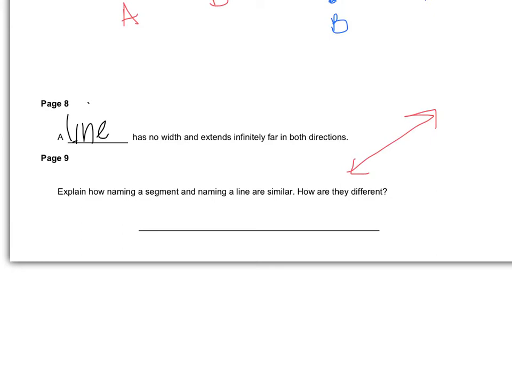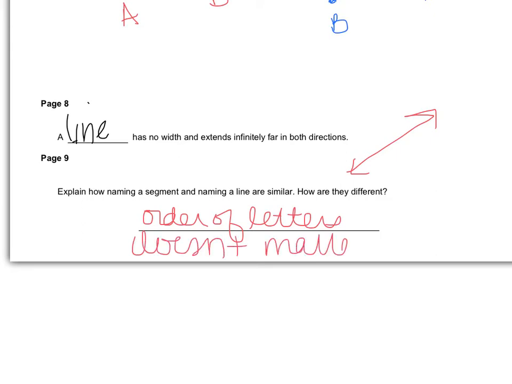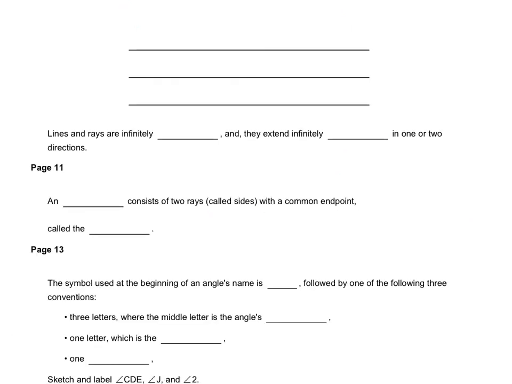The order of the letters doesn't matter. So this line here, if it were to go through points A and B, I could call it line AB, or I could call it line BA. Either way, it does not matter. So the deal with lines and rays is that they're infinitely thin, and they extend infinitely far in one or two directions.